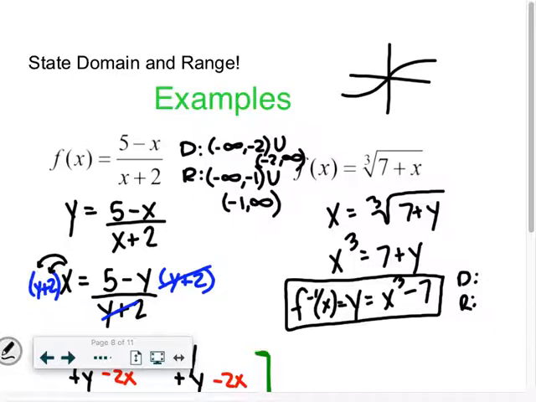Okay, so domain would be all real numbers, and range will be all real numbers. Sorry, I ran out of room right there.